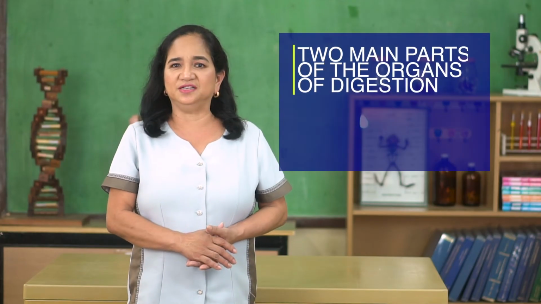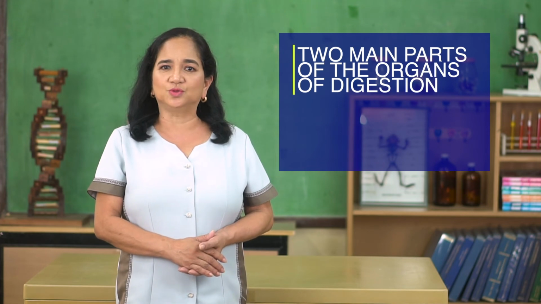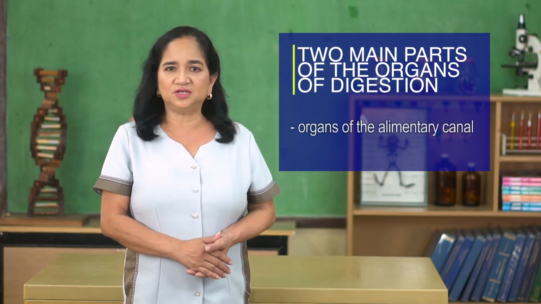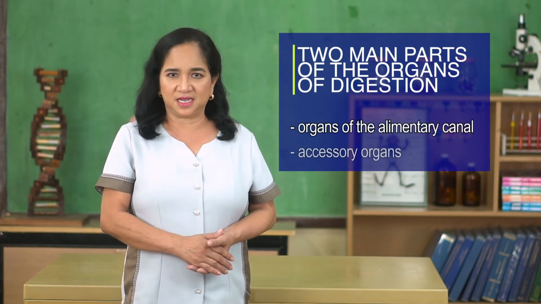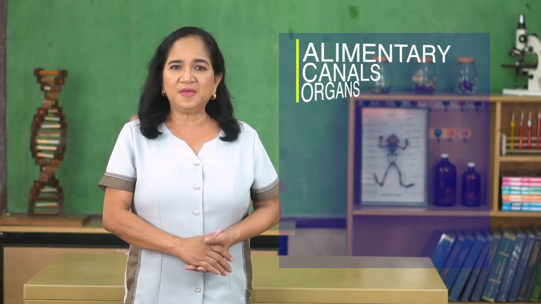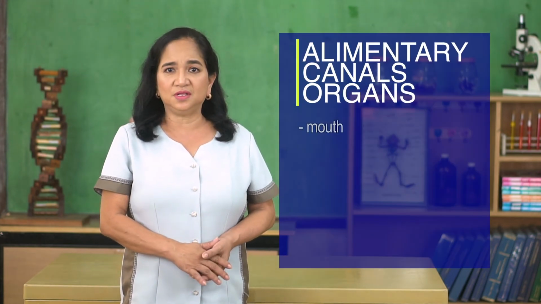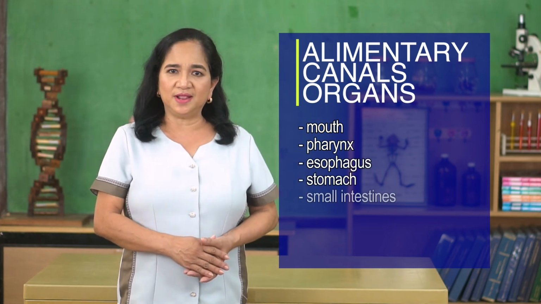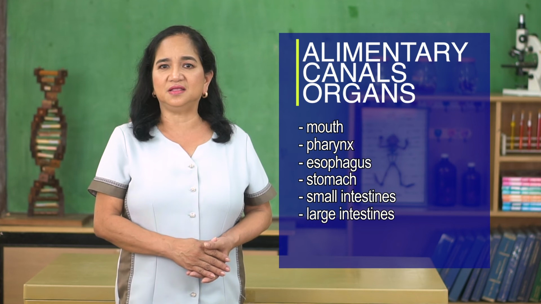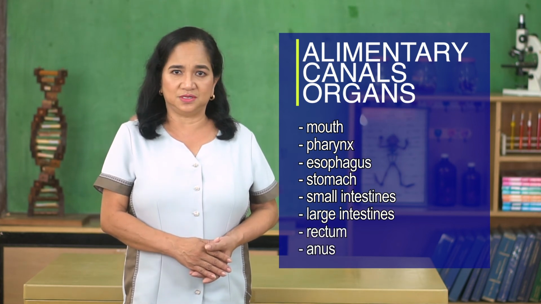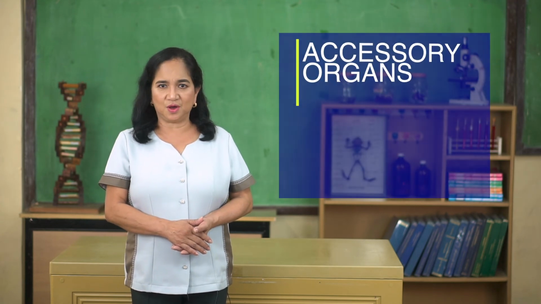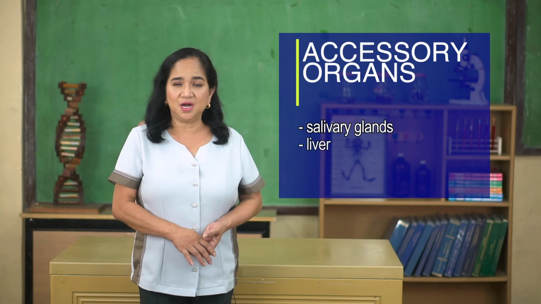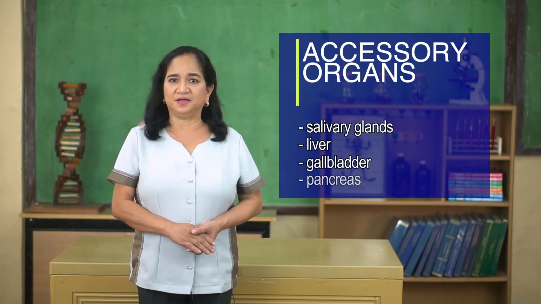The organs of digestion are divided into two main parts, the organs of the alimentary canal and the accessory organs. The alimentary canal organs are mouth, pharynx, esophagus, stomach, small intestine, large intestine, rectum, and anus. Associated with the alimentary canal are accessory organs such as salivary glands, liver, gallbladder, and pancreas.